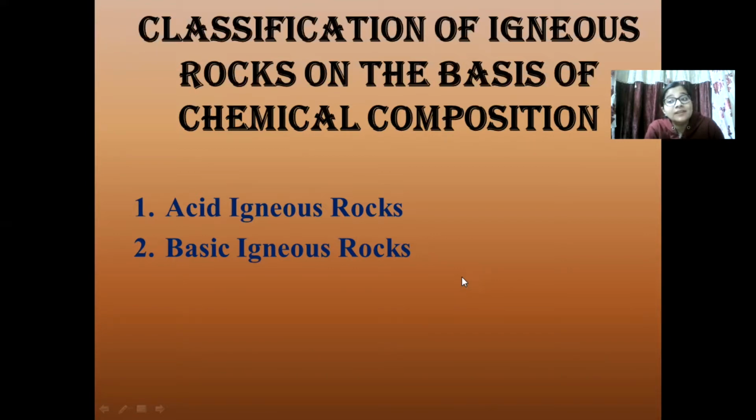So they tend to be darker in color in comparison to that of the acid igneous rocks. Acid igneous rocks are very light in color because they have a huge amount of silica and less amount of iron and magnesium. This is very important because with this only we are going to relate the next classification.